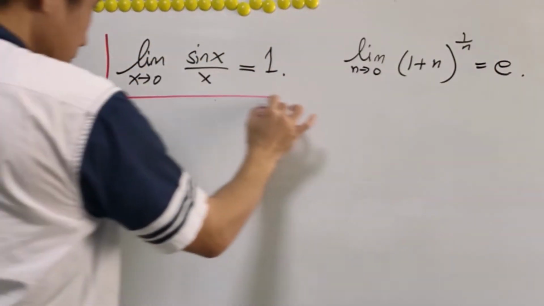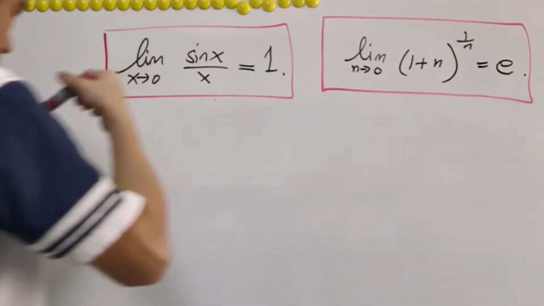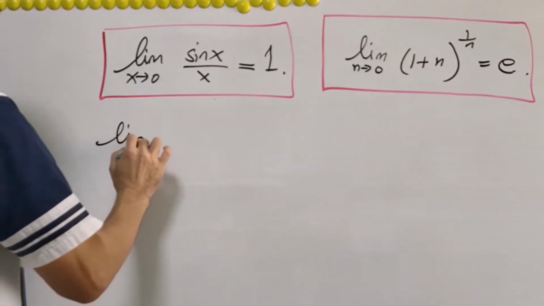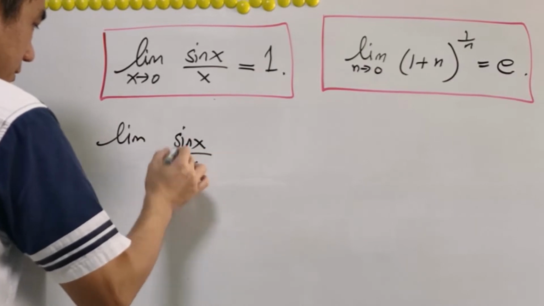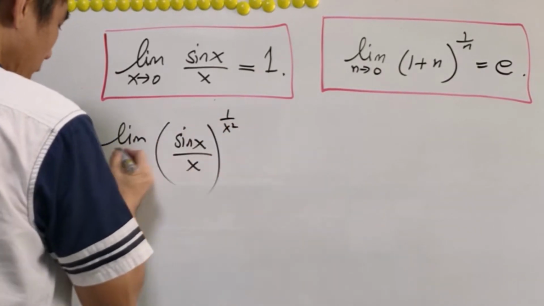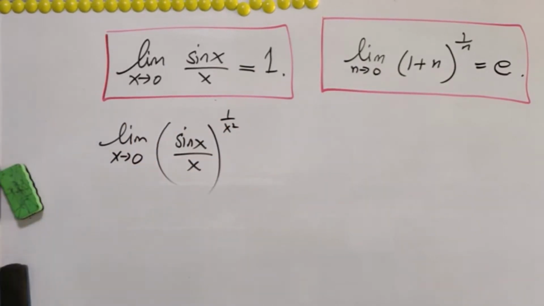With these two results, we are going to find the limit of (sine x over x) to the power of 1 over x squared when x tends to 0.